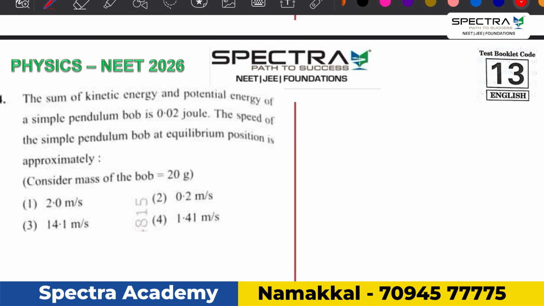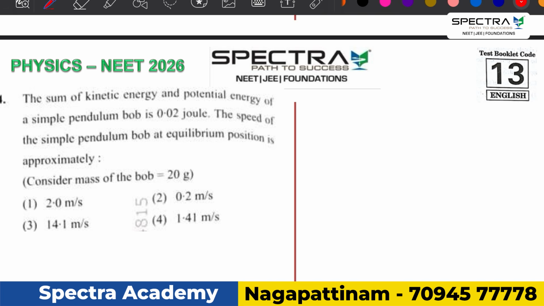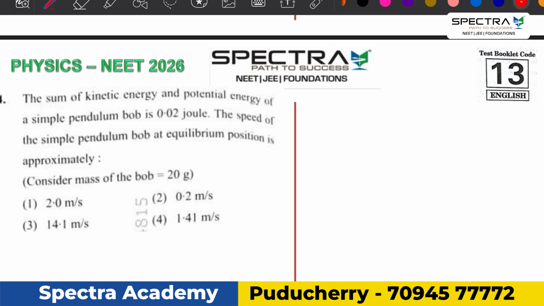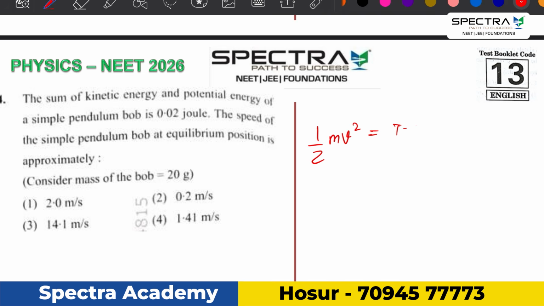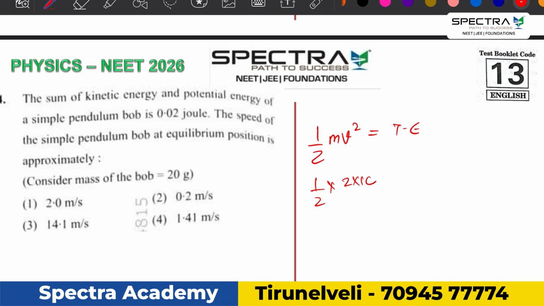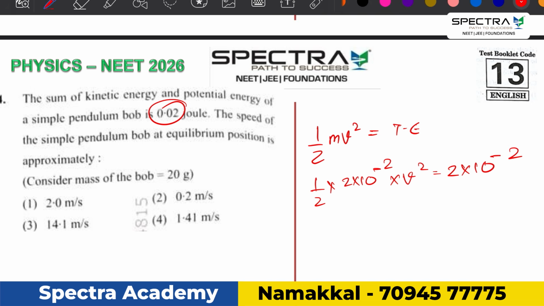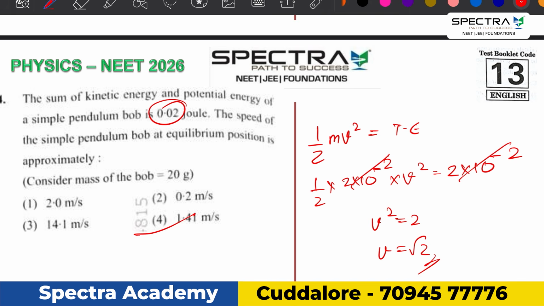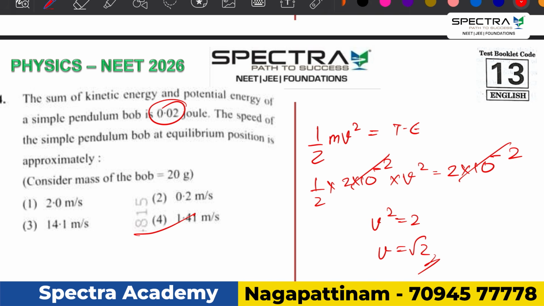Now question number 4. The sum of kinetic energy and potential energy of a simple pendulum bob is 0.02 joule. That is, total energy is given. The speed of the simple pendulum bob at the equilibrium position is approximately. At equilibrium position, we know kinetic energy will be equal to total energy. So half mv square equals total energy. Half into mass 20 gram, that is 2 into 10 power minus 2, into v square is equal to total energy 0.02, that is 2 into 10 power minus 2 itself. So this can cancel. V square is equal to 2. So V is equal to root 2, which is 1.41 meter per second. Option 4 will be our right answer.